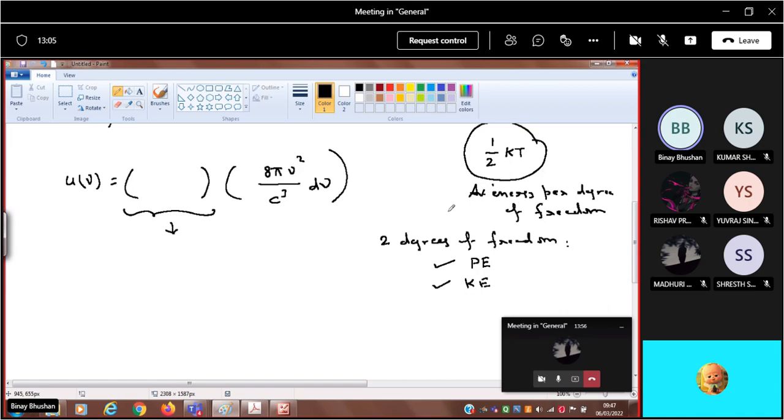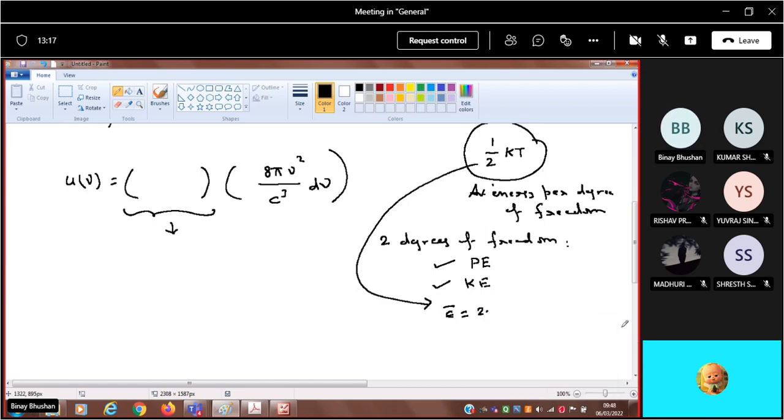So from here, I can write that the average energy of an oscillator, let us write that average energy as epsilon bar, that is equal to 2 into half kT. Half kT is for per degree of freedom and it has 2 degrees of freedom. So it will be having energy kT. So this average energy of an oscillator is this, which I have derived.